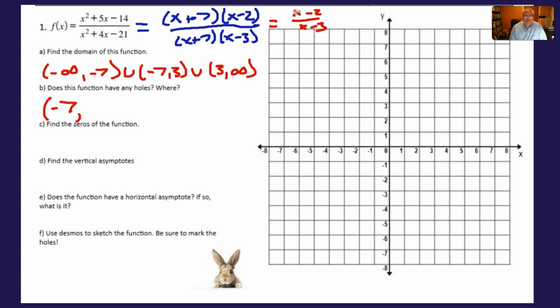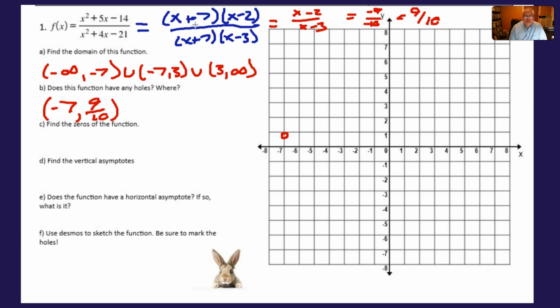And when I put -7 into this, I can actually figure out where that hole would be. If I put -7 into this, we're going to get -9 over -10, which is 9/10. So, okay. This function has a point there. This one's going to have a hole there. So at -7 and a little bit less than 1, we're going to have a kind of hole in the graph there.